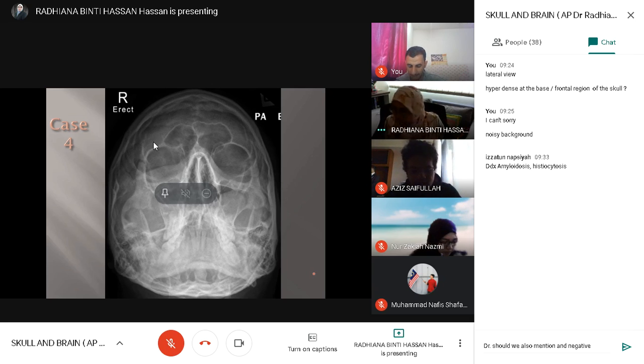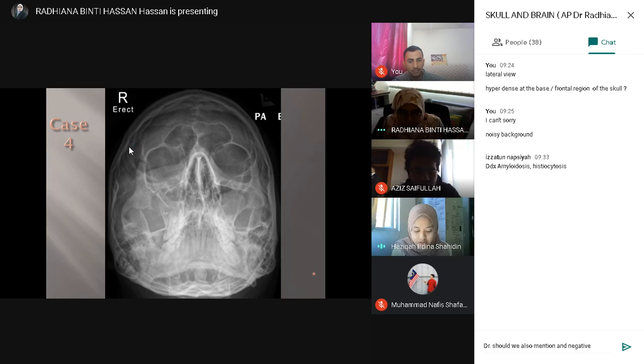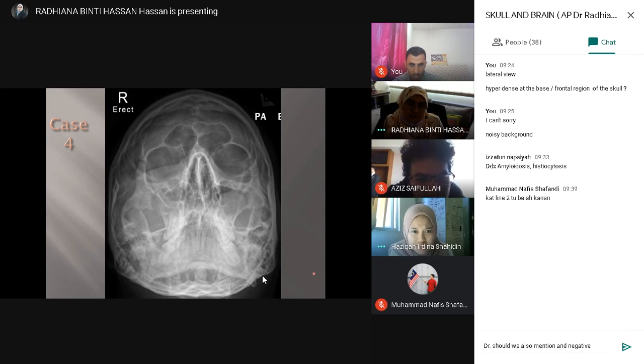This one we already taught the technique just now. So this is a radiograph of the skull in Waters view, and at the frontozygomatic junction there's a gap on the right side, but on the left there is no gap. And there is a fluid level.